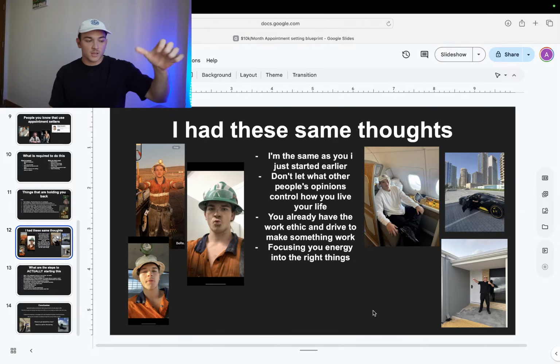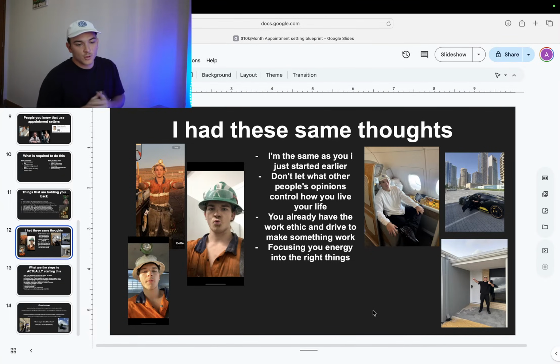So you already have the work ethic and drive to make something work. So you're already working 8 to 12 hours a day. You're already working consistently every single week. You just need to shift even 1 hour a day to something that's going to give you more leverage and then hopefully set you free from the job or set you free, even add more money to the bank account. Simple as that. So focusing your energy into the right things, and focusing on things that are going to make you more money in the long term.